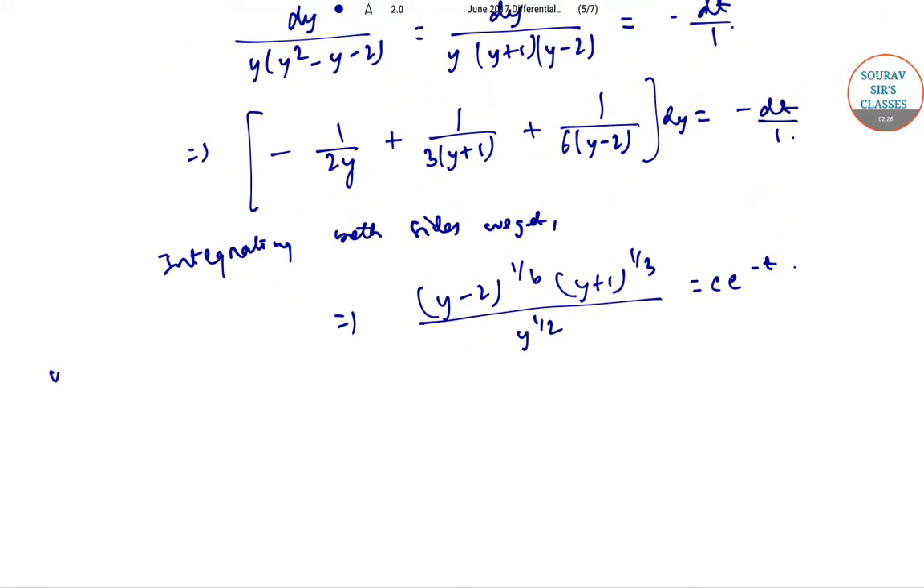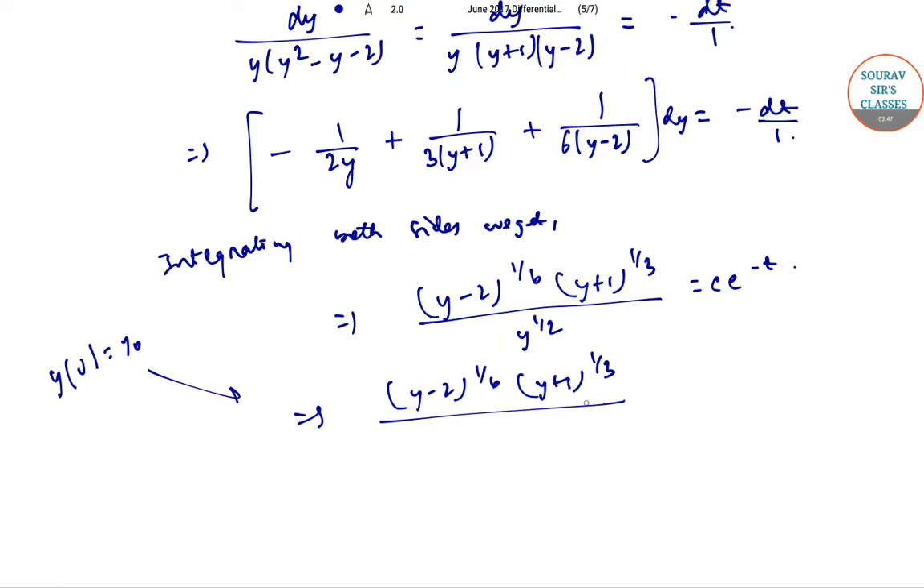Thus the initial condition y(0) = y0 implies (y - 2)^(1/6) into (y + 1)^(1/3) by y^(1/2) is equal to (y0 - 2)^(1/6) into (y0 + 1)^(1/3) by y0^(1/2) e to the power minus t.